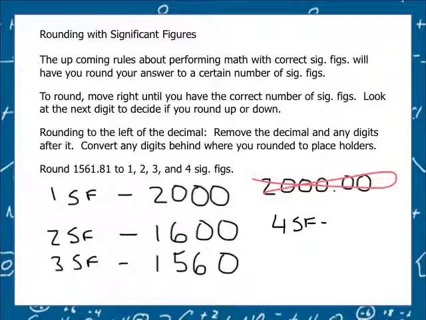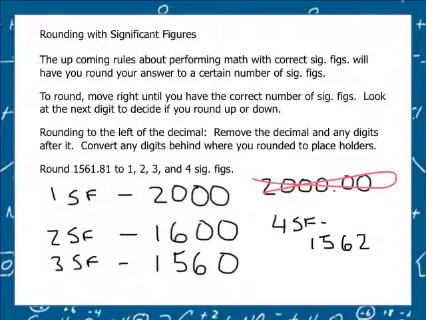In this case, I'm going to be keeping the 1, 5, 6, 1, and I'm going to use the 5th one, this 8 in the 10th place, to inform my rounding of the 1, and that rounds up. So 4 significant figures is going to be 1, 5, 6, 2.